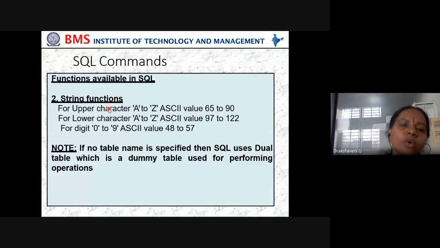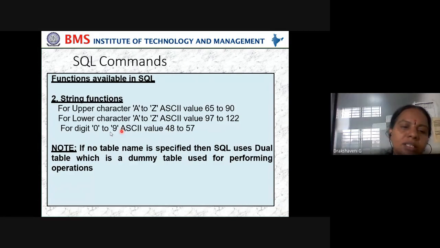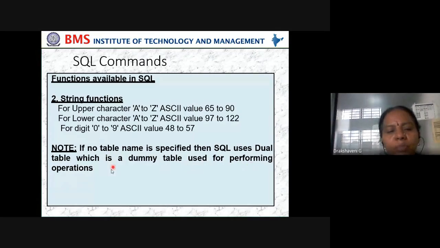As we already know, for uppercase characters A to Z the ASCII values are 65 to 90, and for lowercase characters a to z the ASCII values are 97 to 122. For digits 0 to 9, the ASCII values are 48 to 57. So this is what a string function gives us. If no table name is specified, then SQL uses a dual table, which is a dummy table used for performing the operation.